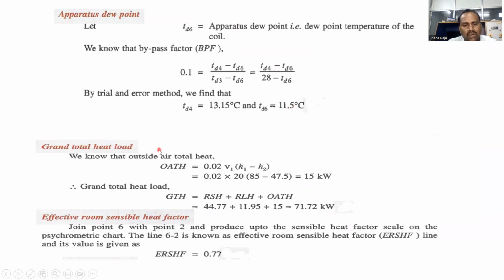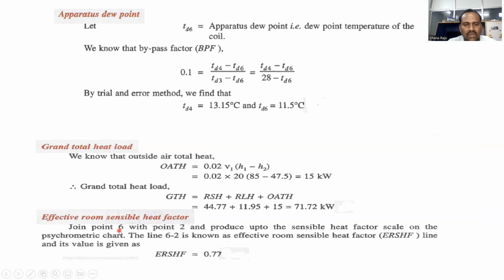So infiltration load is also given. For that, we need to calculate outside air total heat. So outside air total heat is given as 0.02 V1 into H1 minus H2. 0.02 into volume given as 20, H1 minus H2 known, so it is 15 kilowatts. Then grand total heat equals room sensible heat plus room latent heat plus outside air total heat. If you sum up all, we will get 71.72 kilowatts.